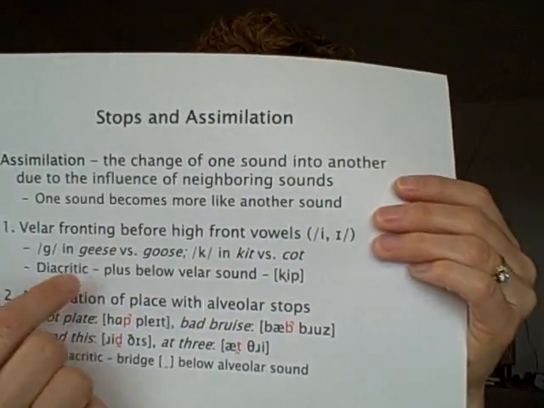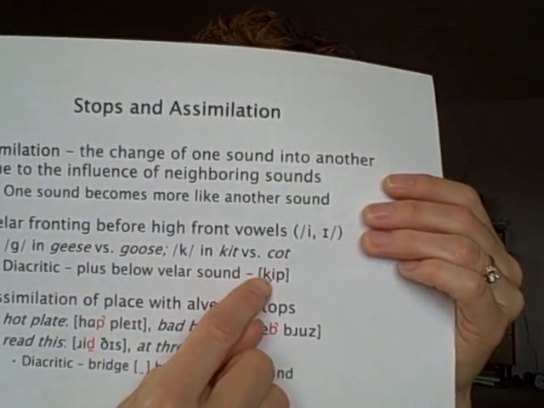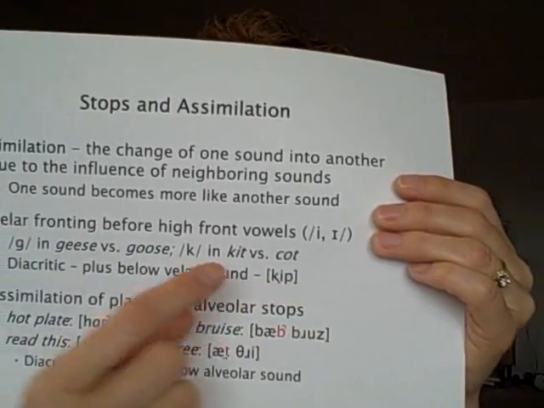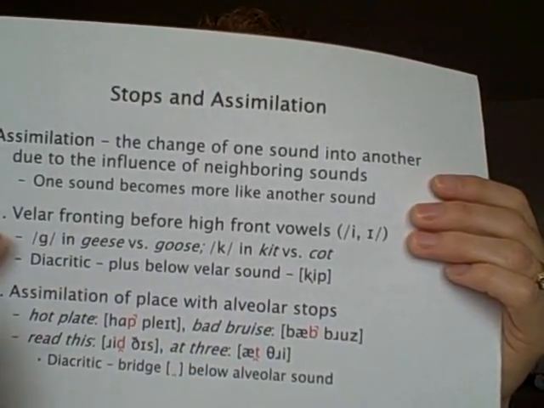Stops and assimilation. Assimilation is the change of one sound into another due to the influence of the neighboring sounds. One sound becomes more like another sound. So velar fronting occurs before high front vowels like E and I, in geese versus goose, or K in kit versus cot. The diacritic that you would use with the velar sound is a little plus mark under the K. So kip. So when you have velar fronting before a high sound, that's where you put the diacritic mark.